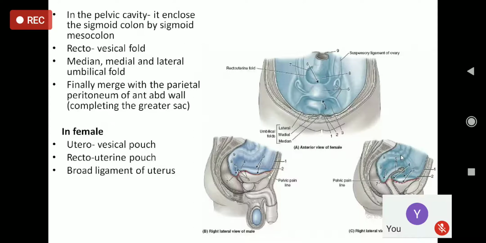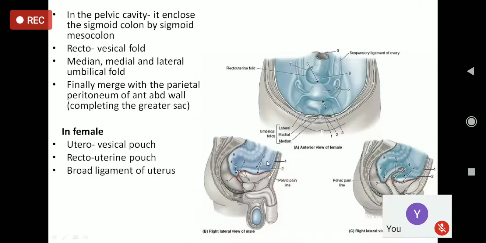In case of female, there is the uterus. So this is the uterus, and there is the uterovesical pouch, the reflection of the peritoneum between the uterus and the urinary bladder, the recto-uterine pouch between the rectum and the uterus, and the broad ligament of the uterus on each side of the uterus. So these are the other folds of the peritoneum which can be found only in the female. So this is the pelvic line of reflection of the peritoneum.